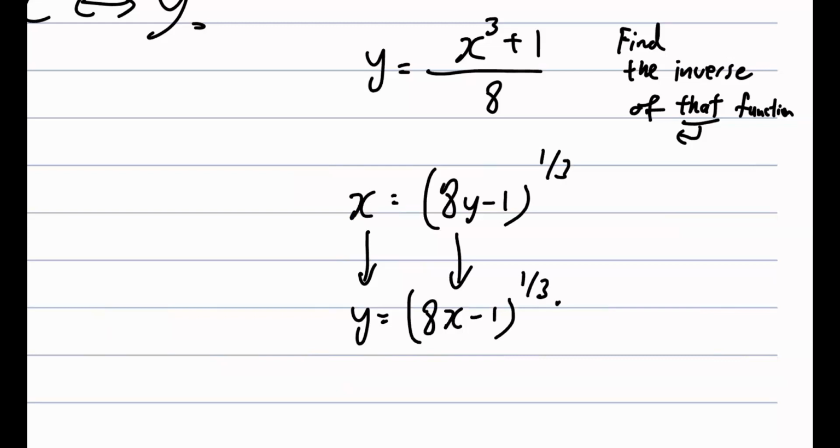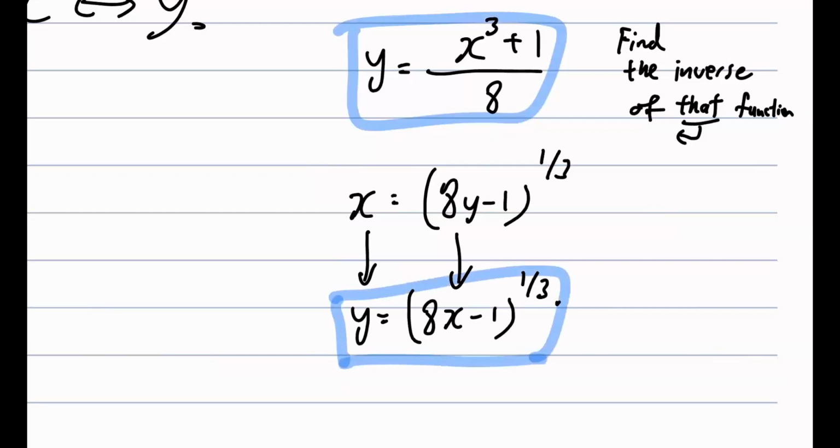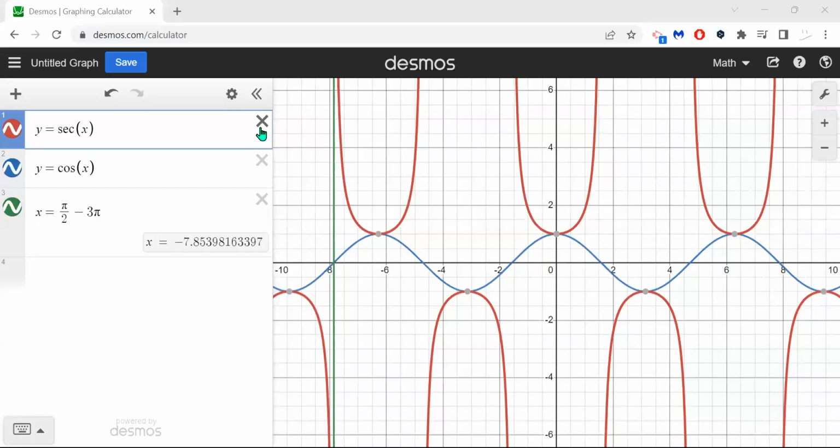Okay, let me show you the graph of this guy and that guy. y equals x cubed plus 1 over 8, and y equals bracket 8x minus 1, power 1/3. They reflect about y equals x. Exactly. Yes, correct. Let me share this. Let me share the Desmos screen. Can you see?